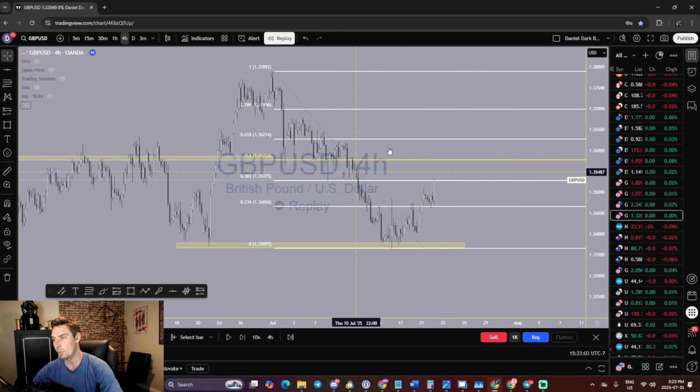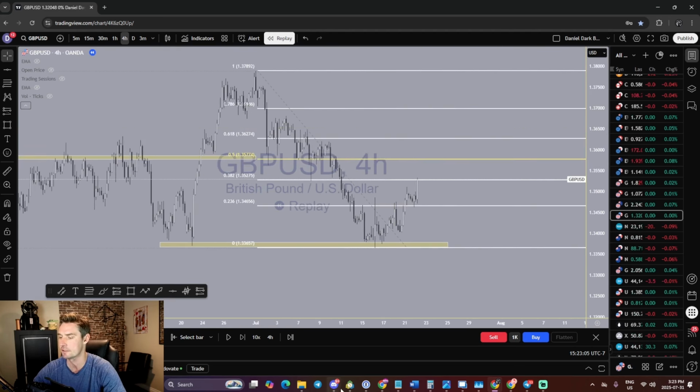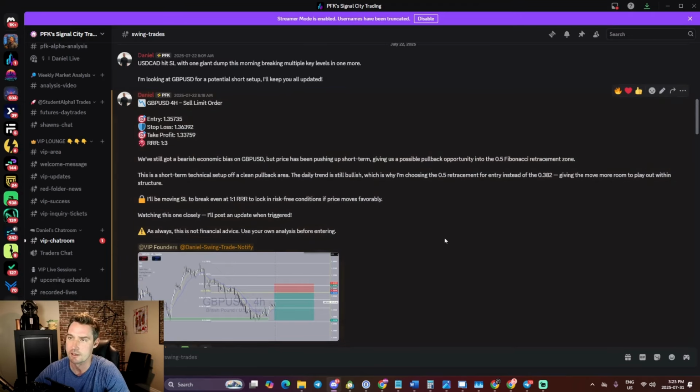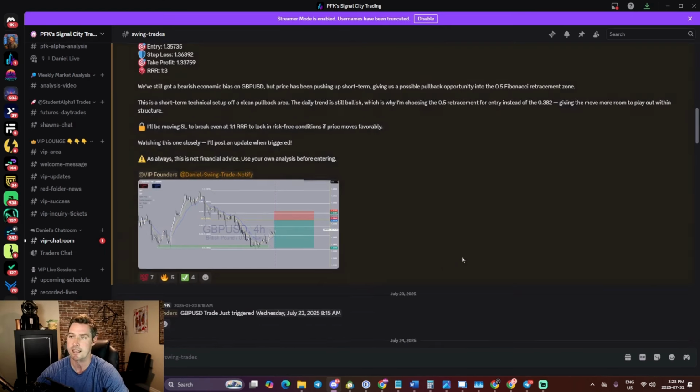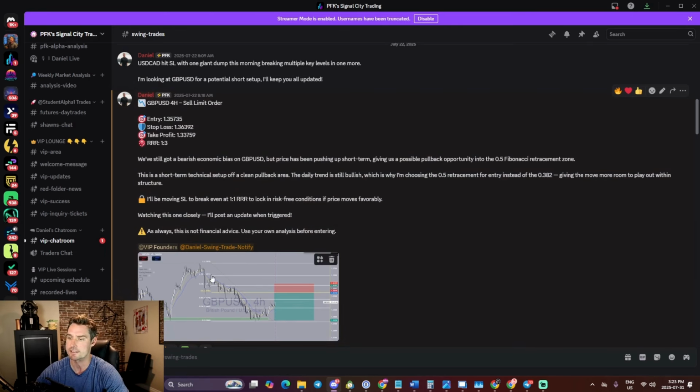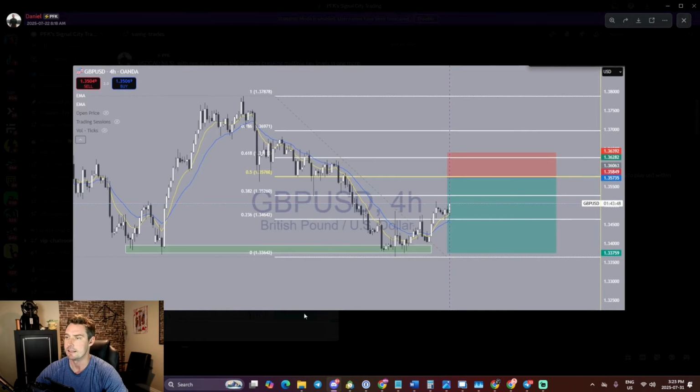Now, when I'm setting up my trade, I want to show you something in the Discord, okay? So I post these swing trade setups in my Discord all the time. You can go in for free, check them out for yourself. I'll leave the Discord link in the description here. I highly recommend you come in there, say hi to me. But this was the trade setup that I posted in the Discord.